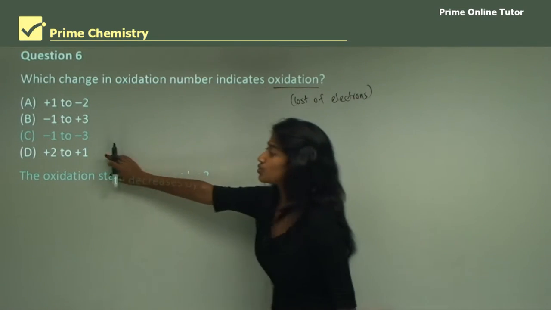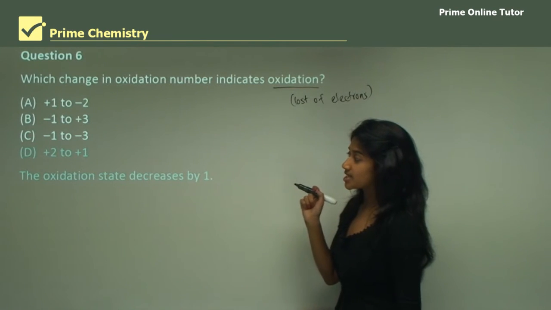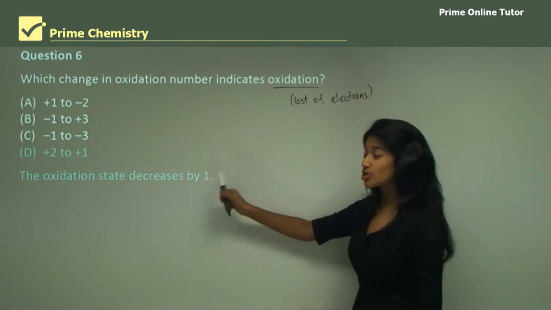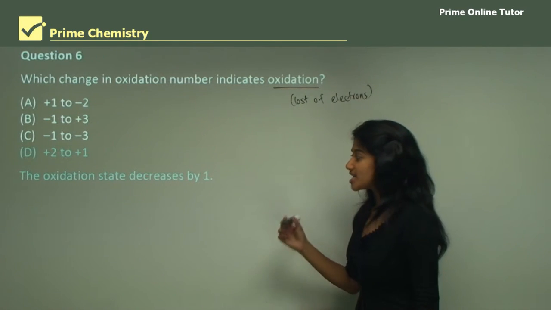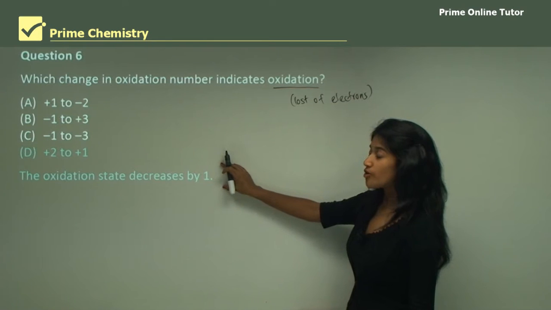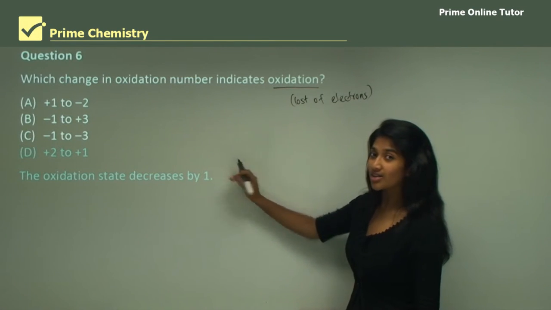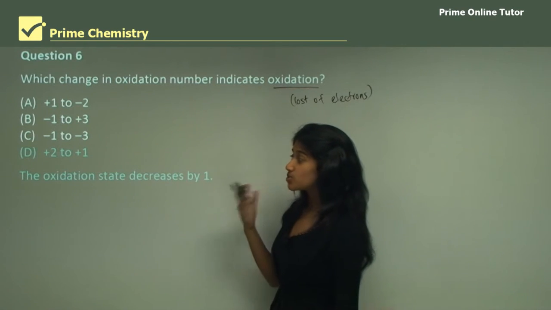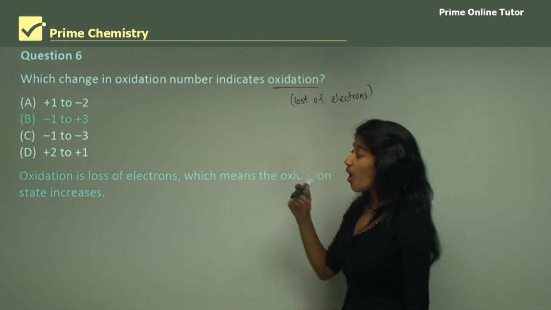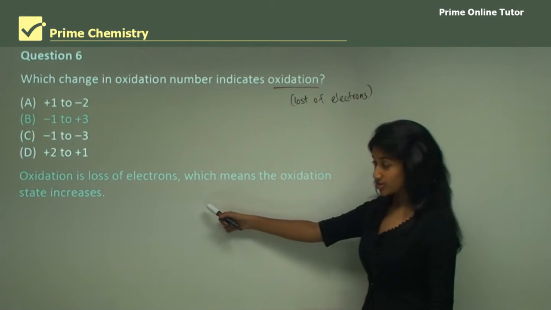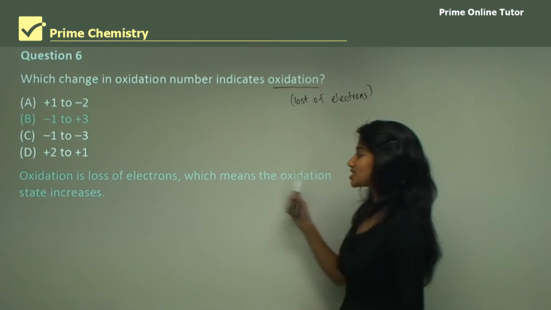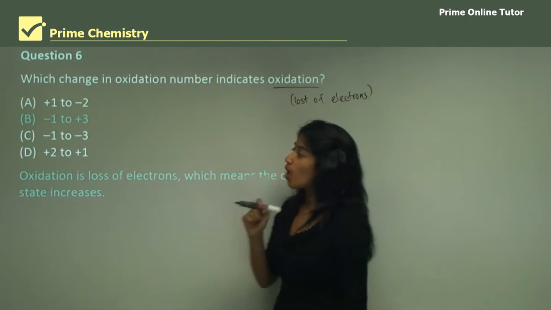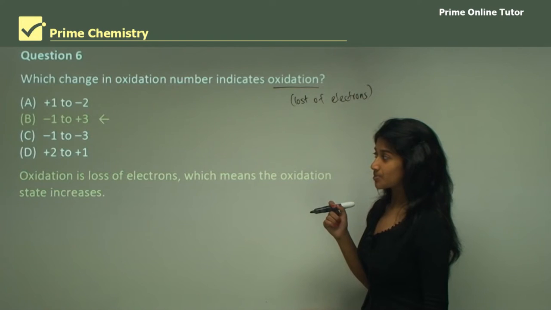Now moving to option D. Option D is +2 to +1. The oxidation state decreases by 1. Again, it is gaining electrons. So for that reason, it is not undergoing oxidation. Now moving to option B, which is -1 to +3. Oxidation is the loss of electrons, which means the oxidation state increases. And you can see it's increasing here. Therefore, option B is the answer.